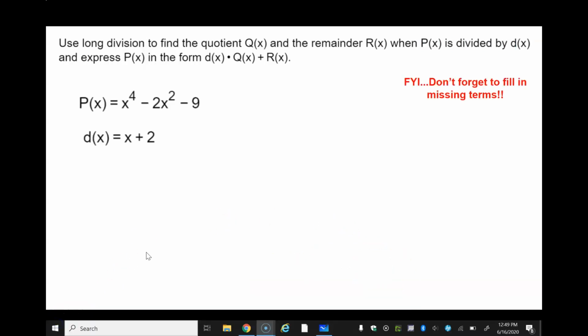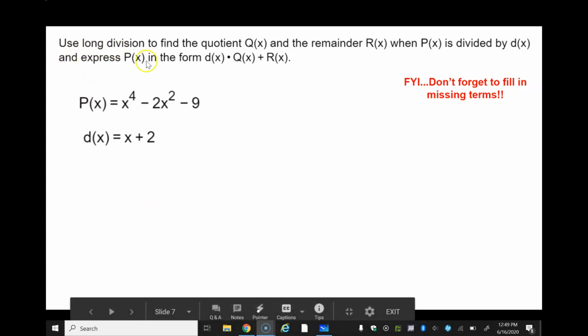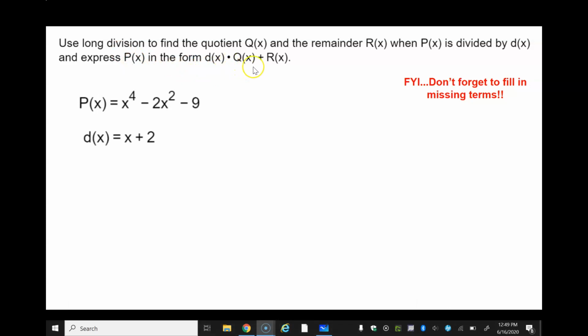Here's another example using long division, and we have to put it in the form of d(x) times q(x) plus r(x). But this time, if you notice, we start with x to the fourth, but there's no x to the third. We have x squared, but we don't have an x. So it should go down in descending order: 4, 3, 2, 1, and then the constant. Here we have to remember, do not forget to fill in the missing terms. This is going to be important when we do our long division, because you need those missing terms to help us continue on to find our answer.